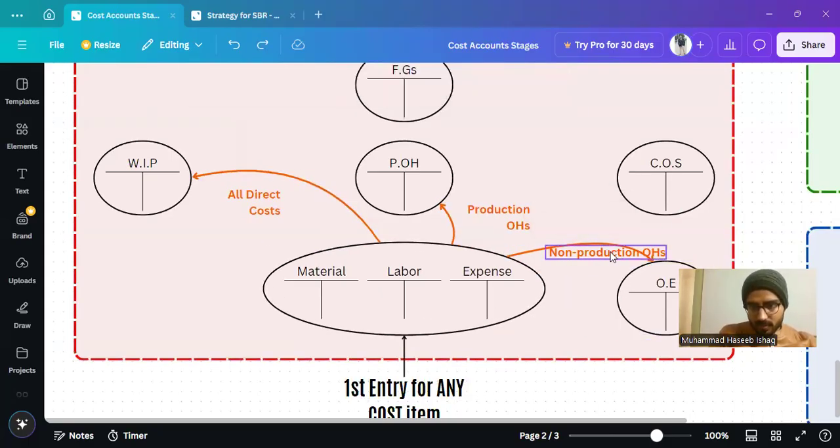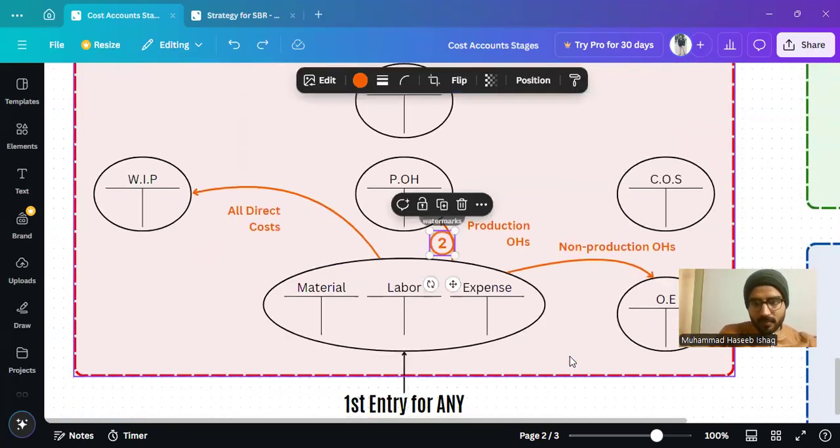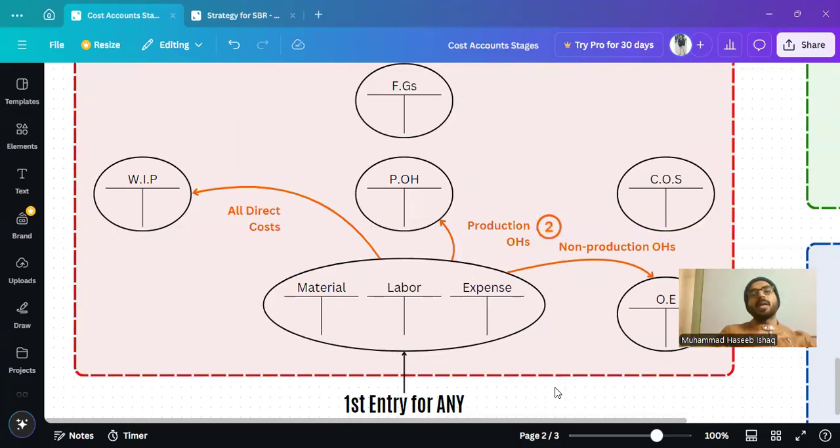Let me just bring it up here. Let's mention here that this is the second stage. So in the first stage, you are going to post the cost item in the material account or labor account or expense account. In the second stage, all the direct costs are going to be transferred from these three accounts to the work in progress account. All the production overheads are going to be transferred to the production overhead account, and all the non-production overheads are going to be transferred to the operating expense account.